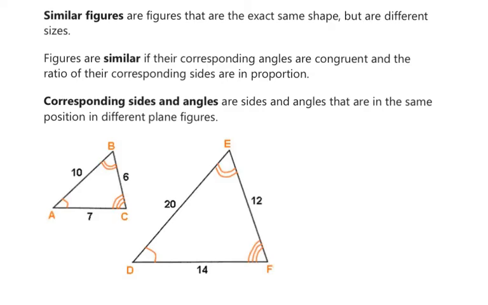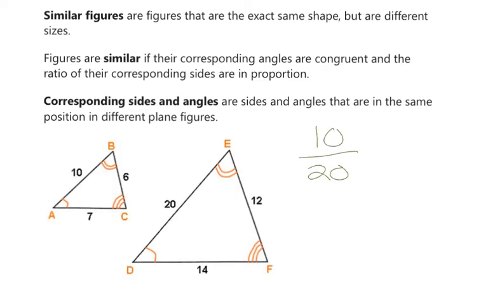And as you look here, angle A and angle D, they're congruent, meaning they're the exact same measure. So if this was 30 degrees, D would be 30 degrees. B and E are congruent angles, and angle C and angle F are congruent angles. So that fulfills this part of the definition. Corresponding angles are congruent.